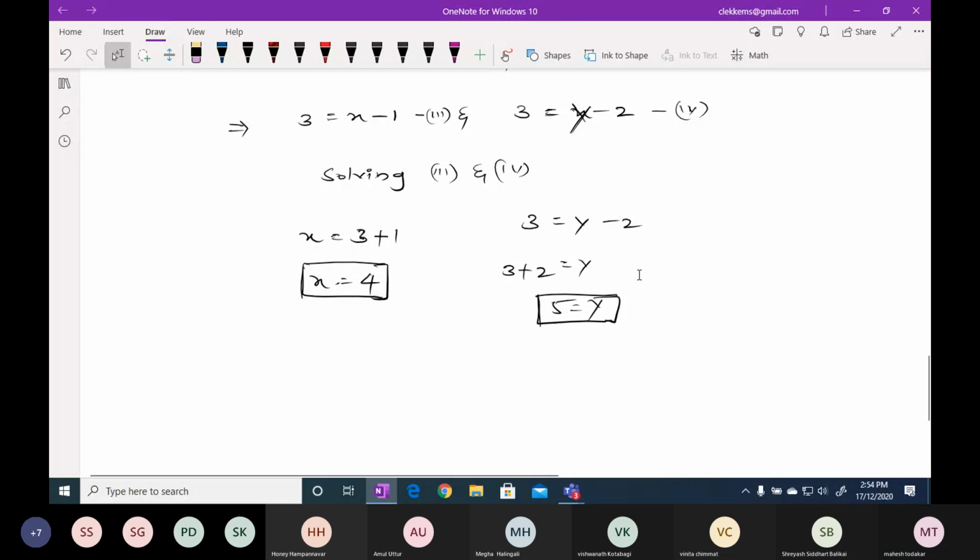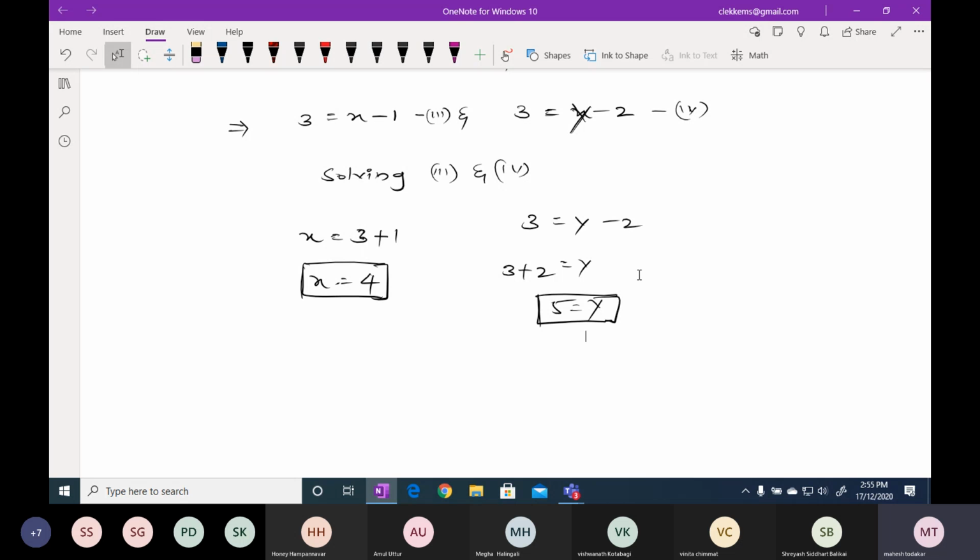Next here one problem is there. Let me read that problem. A boat goes 30 kilometer upstream and 44 kilometer downstream in 10 hours. In 13 hours it can go 40 kilometer upstream and 55 kilometer downstream. Determine the speed of the stream and that of the boat in still water.